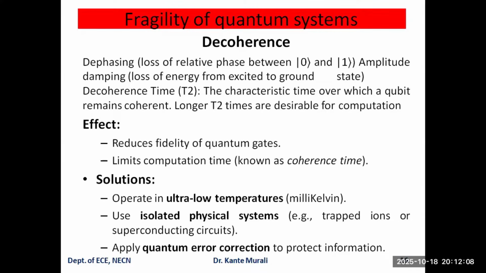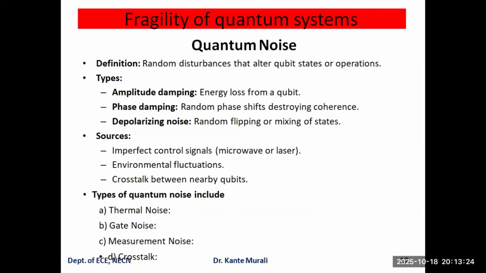The effect of decoherence is that it reduces the fidelity of quantum gates and limits the computation time. That means in order to maintain coherence, we have to keep a long coherence time. To extend the coherence time, we cool the qubits, or we can isolate them from vibrations, and apply quantum error correction. We can protect the information. That means we need to maintain quantum states by operating the quantum computer at low temperatures, isolating the quantum bits, and applying quantum error correction.